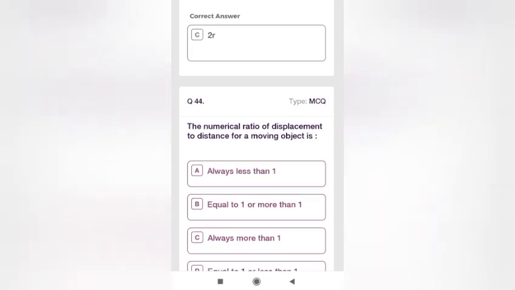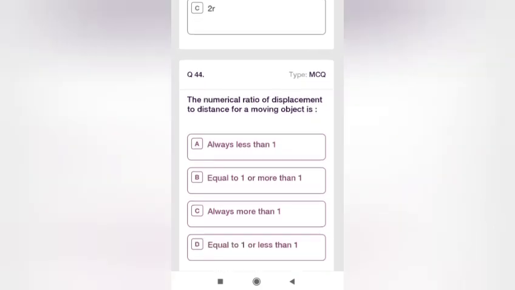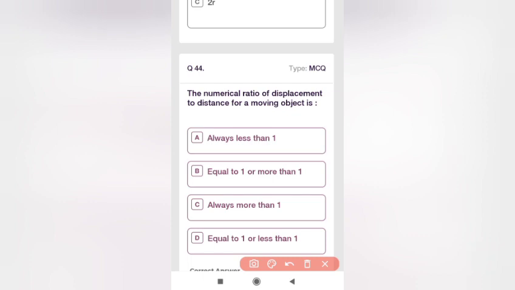The numerical ratio of the displacement to distance for a moving object is, see here, displacement I'll take as D and distance as S. If you take the ratio, displacement is always lesser than the distance, so the numerator is lesser than the denominator. That means it will always be equal to 1 or lesser than 1. Option D is the correct answer.